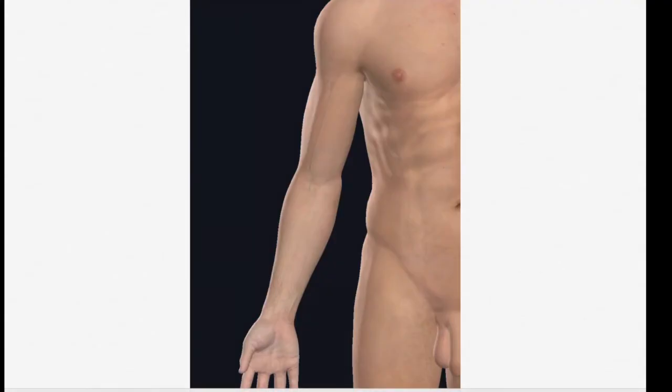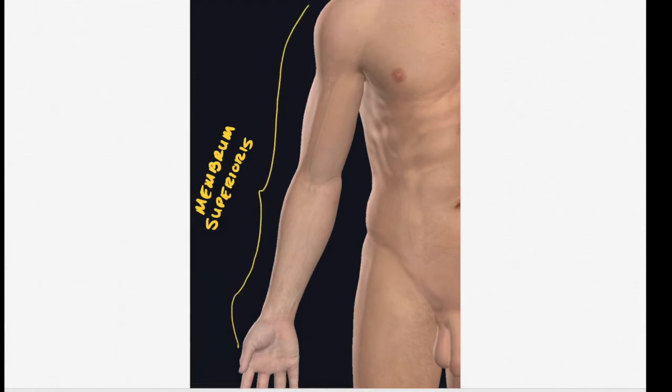The superior limb, like everything else, has a Latin name. And the Latin name for superior limb is membrum superioris. Membrum superioris. And that is all of this right here. Now, starting at the most proximal region, which is closest to the shoulder joint, all this right here is the shoulder.